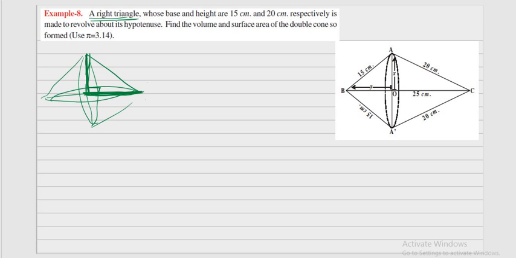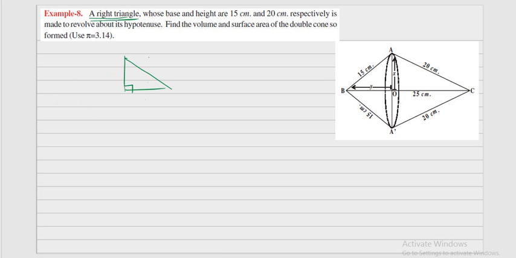Now suppose I rotate the particular right angle triangle about its hypotenuse, the same case I am going to consider. So this is my right angle. If I rotate the triangle about its hypotenuse, then I am going to get a double cone. Double cone means one cone on this side and one cone on the other side, right? So this is nothing but the situation given in the question right now.